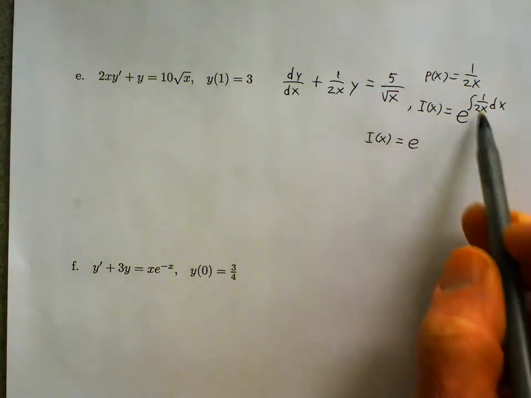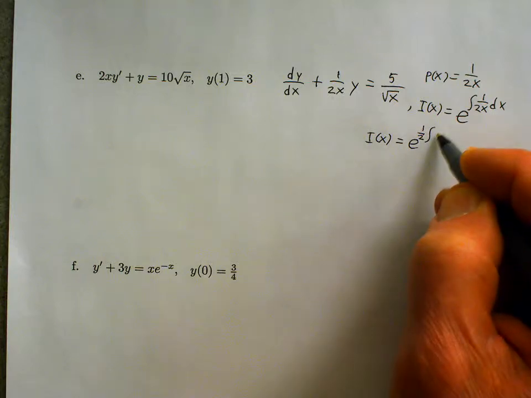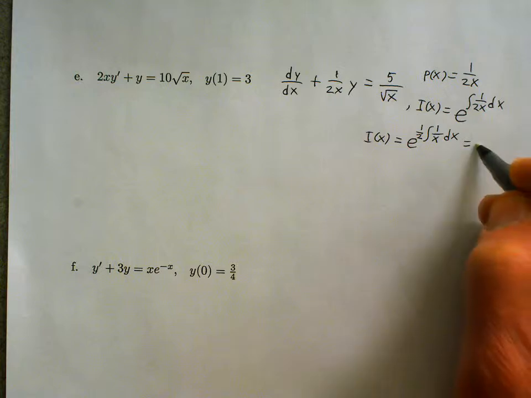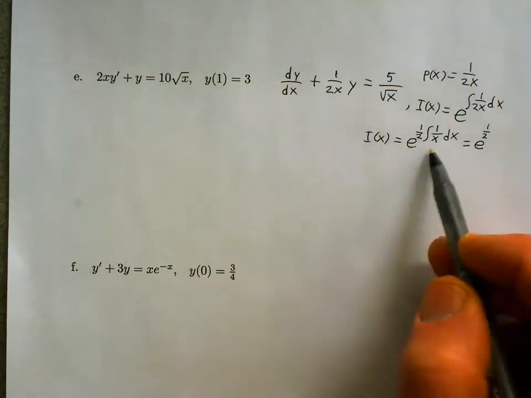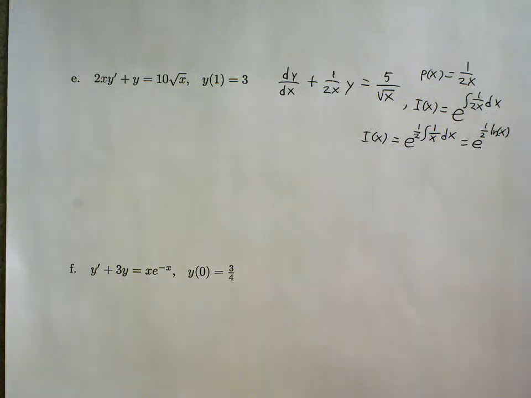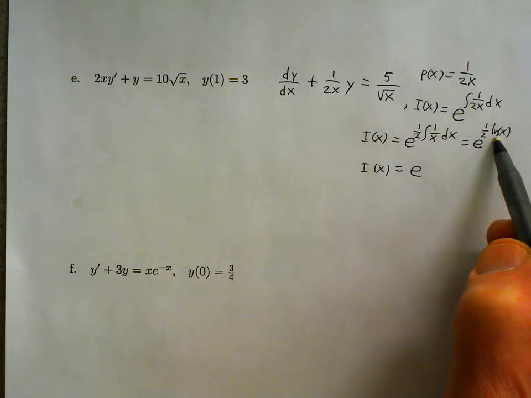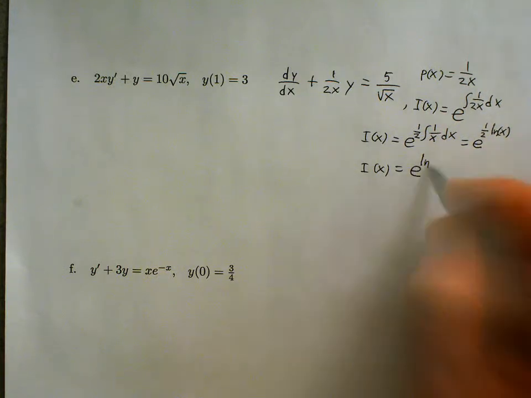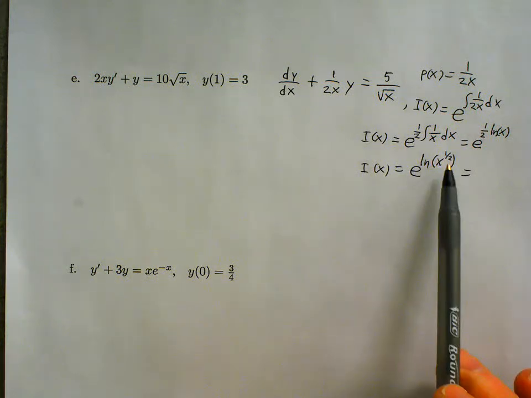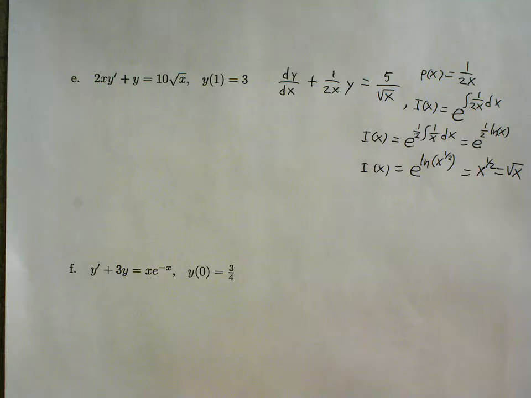So now we'll just focus on the exponent where the integral is. We can bring the factor 1/2 out front, and the integral of 1 over x. So we get e to the 1/2. The integral of 1 over x is the natural log of x. One half times the natural log of x. So in the exponent, we can rewrite that as the natural log of x to the 1/2. And so e to the natural log of x to the 1/2 simplifies to x to the 1/2, which is the same as the square root of x.